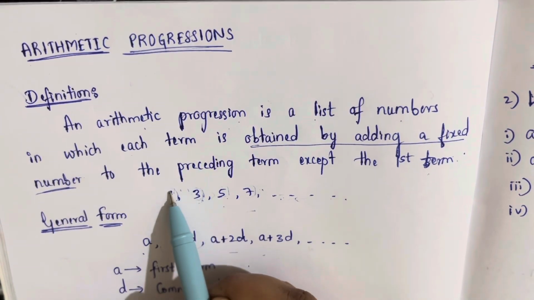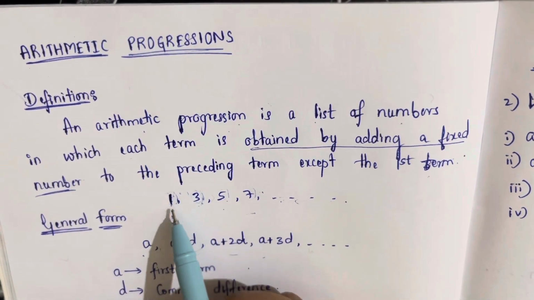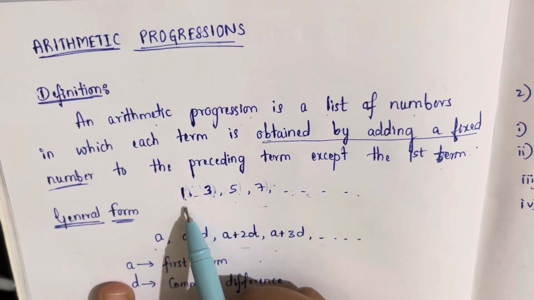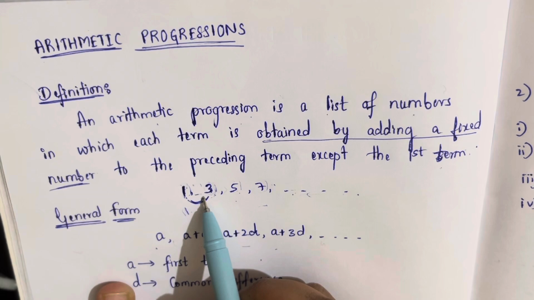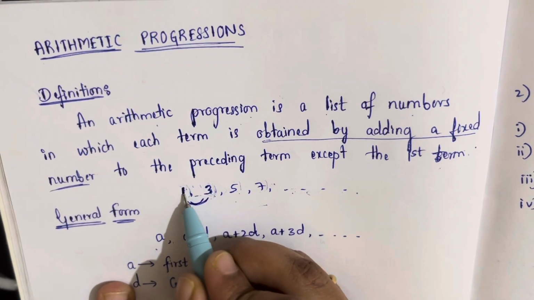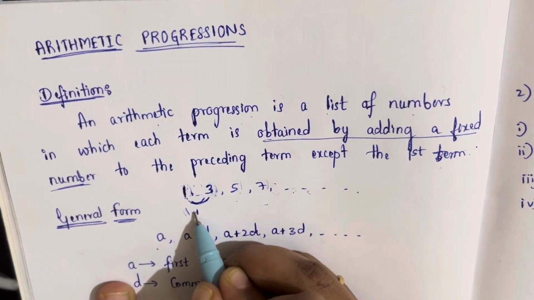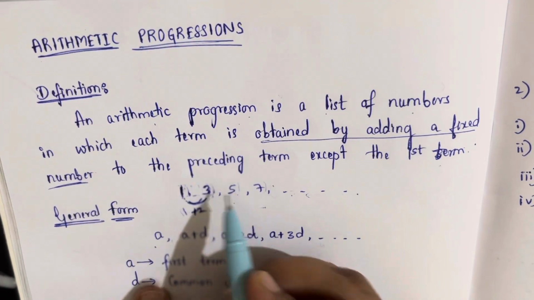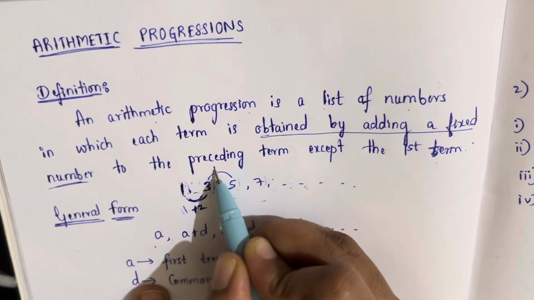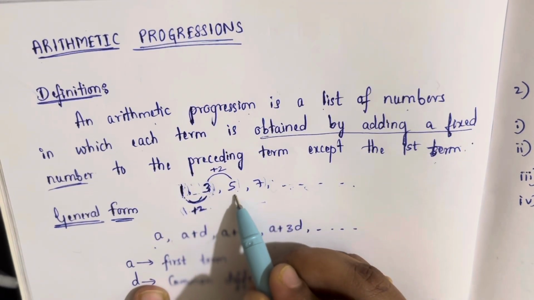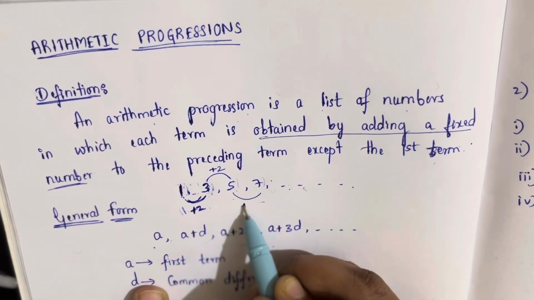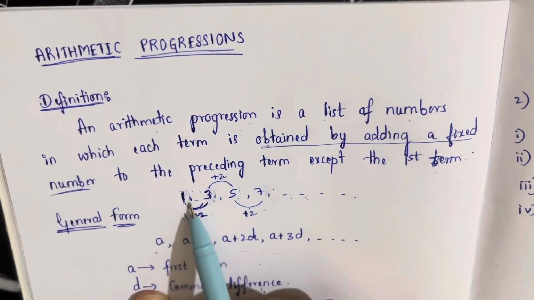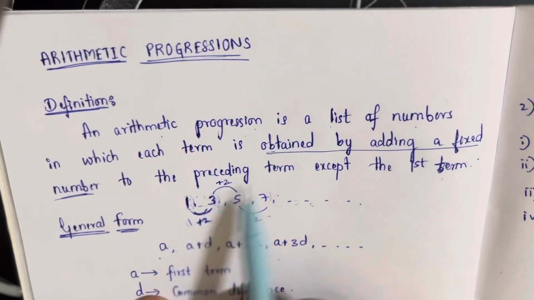Here you can see this is the number 1. It is the first term. To get the next term, 3, we are adding a number here. For 1, if we add 2, it will be 3. Then from 3 to 5 we add 2, and from 5 to 7 we add 2. So we are adding a fixed number to each term except the first term.